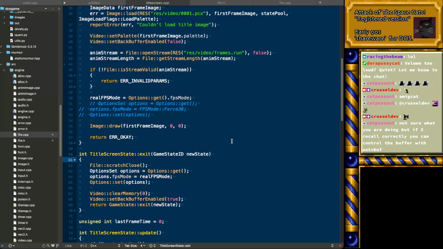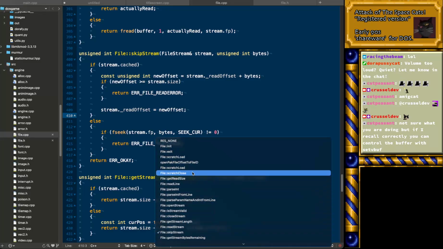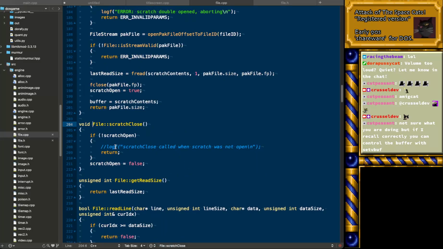But hang on, no, that's what the scratch close is for, because the open stream is just using the scratch buffer in the background, but it is not necessarily closing the file handle, I don't think. Scratch close is not closing any file handles.